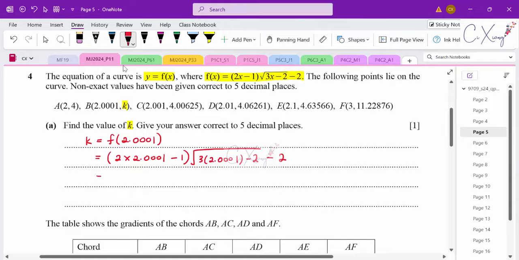Okay, then you just need to make sure that you use calculator to help a little bit to get the value, and make sure you don't press it wrongly. So if you get the answer correct to 5 decimal places, it should be 4.00063. So that's the value for k.